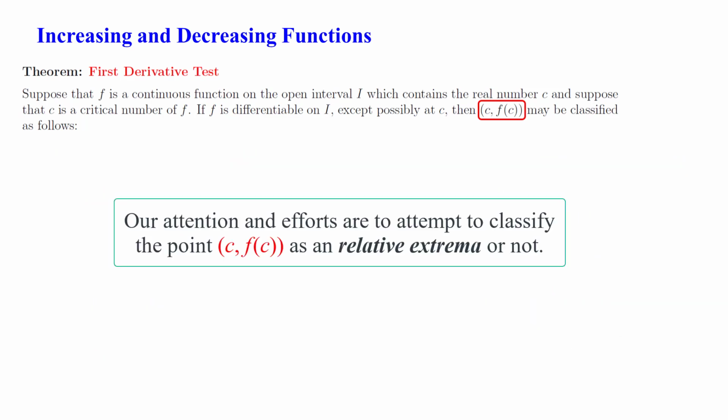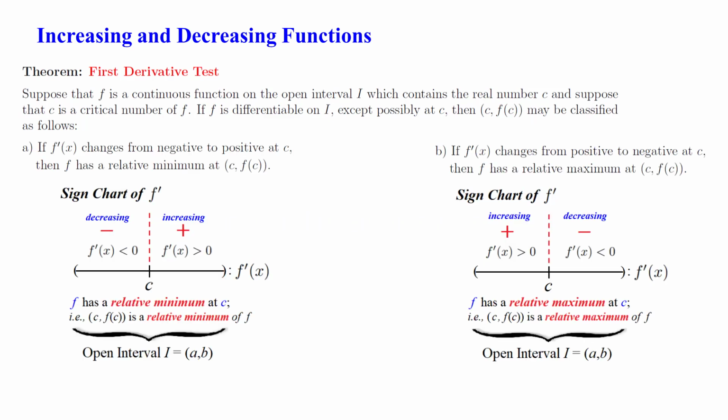Remember, we have just revealed that extreme values occur at critical points. What is this theorem doing? This theorem is basically testing. It's saying, hey, we have a critical point. We can test f of c under those assumptions to determine whether f has a relative minimum or relative maximum there. So let's look at the first condition.